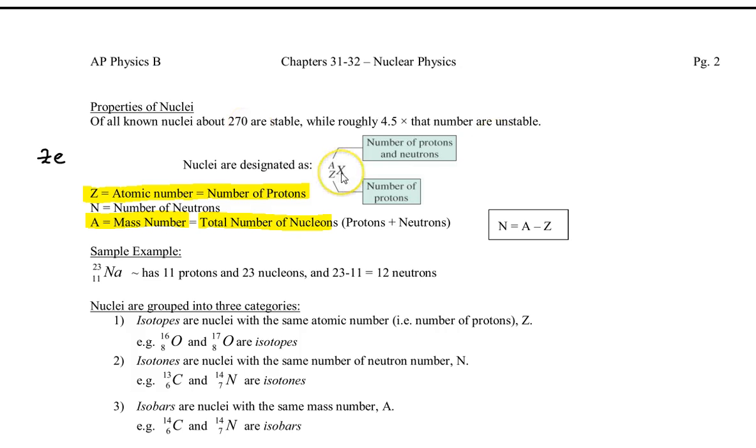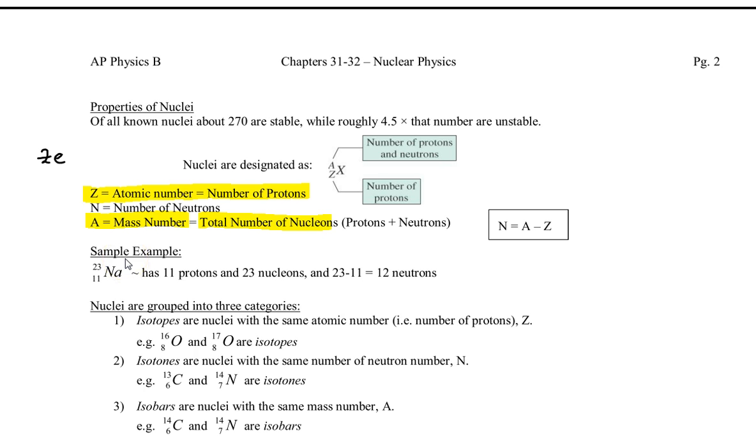Let's just talk about how we designate the nuclei. When you write down a nucleus, often textbooks will use this notation, where we have the element here, X, which is sodium here, Na. Then along here, the subscript Z is the number of protons, which is the atomic number. And the superscript represents the number of protons and neutrons, which is the mass number. So if we were to write sodium 23, we would write 23 as a superscript, 11 as a subscript, and then the element here.